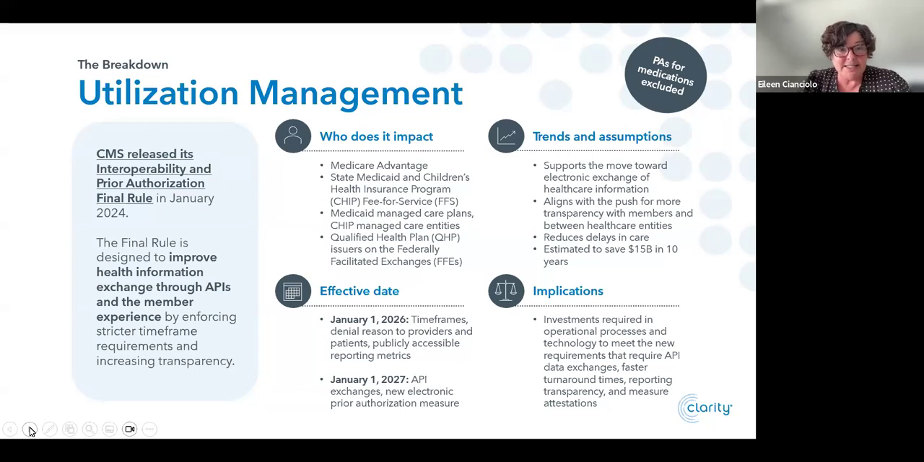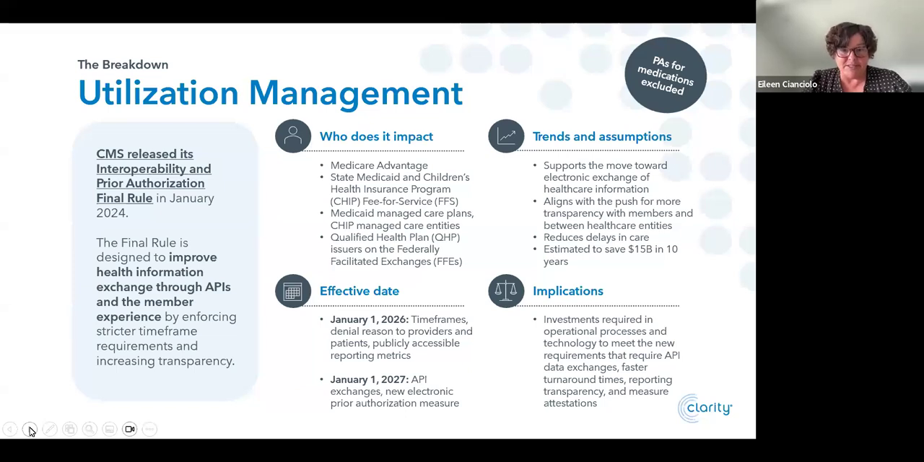So who does this final rule impact? Well, quite a few. Medicare Advantage across the board, state Medicaid, the CHIP program, fee-for-service, Medicaid managed care plans, and then QHPs as part of the federally facilitated exchanges as well. So quite a few across the board this rule impacts. There's a couple of different pieces of it. The effective date for the first piece is January coming up here. I know it seems like it's not really coming up, but I can't believe it's already the end of April and it'll be here before you know it.